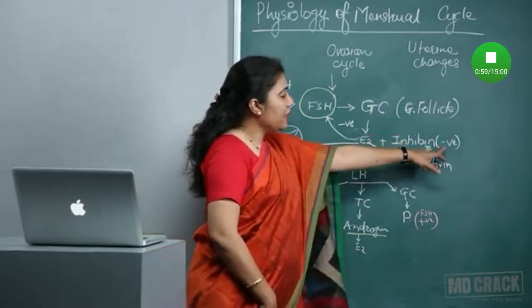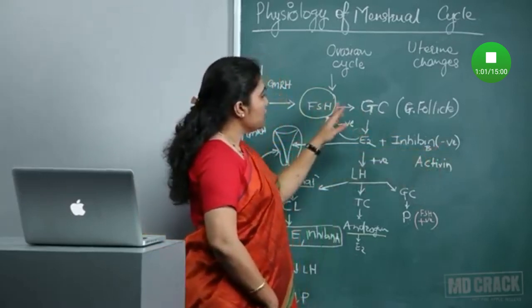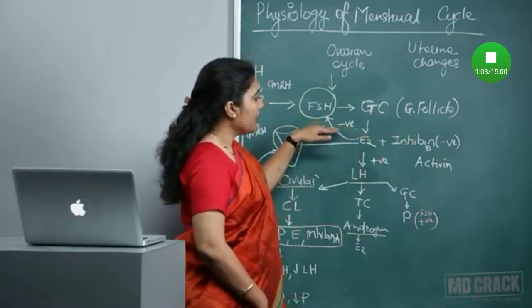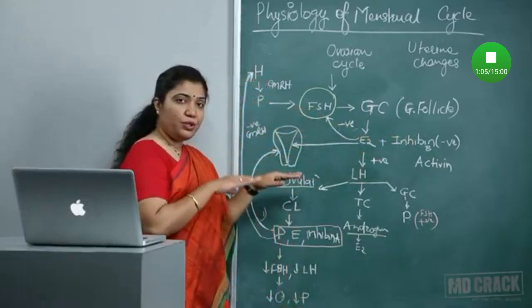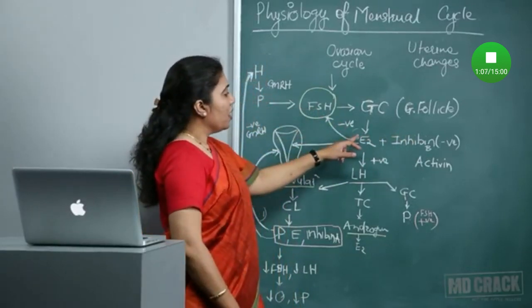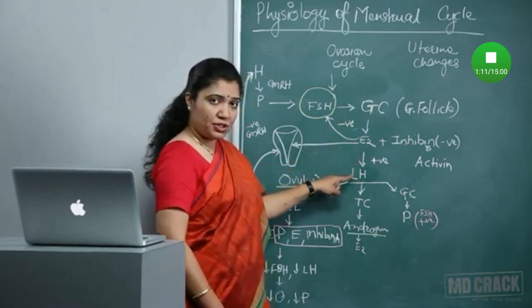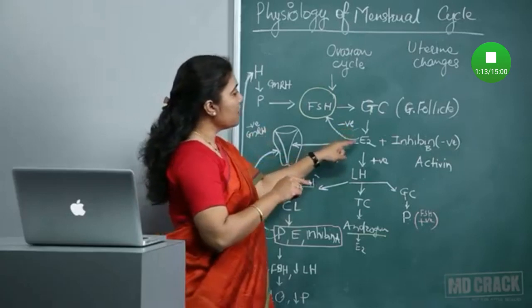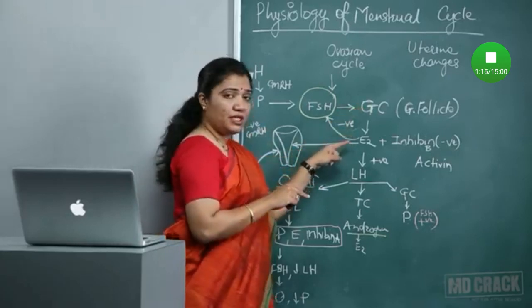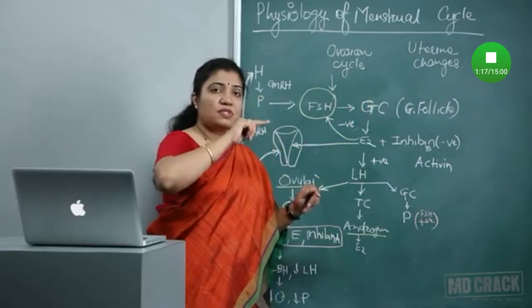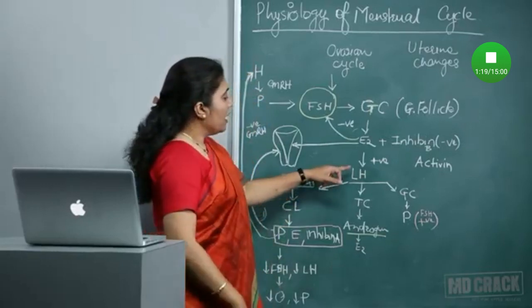Inhibin has negative feedback on FSH. So these two having negative feedback on FSH will lead to decreased FSH level. The main action of estrogen is that it leads to LH secretion. So as soon as granulosa cells start forming estrogen, LH levels have started going up.